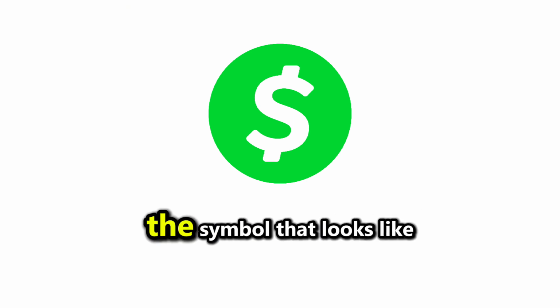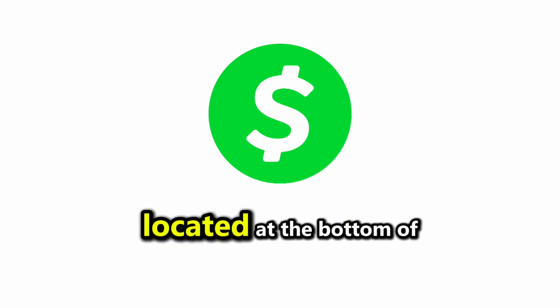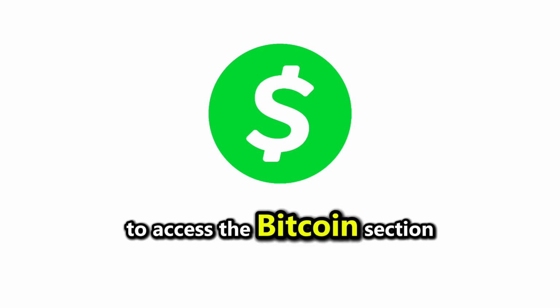First, open the Cash App on your smartphone and log into your account. Once you're on the home screen, tap on the Bitcoin icon, the symbol that looks like a Bitcoin, located at the bottom of the screen to access the Bitcoin section.